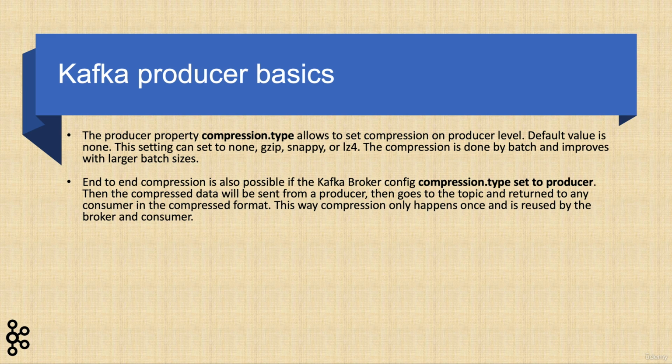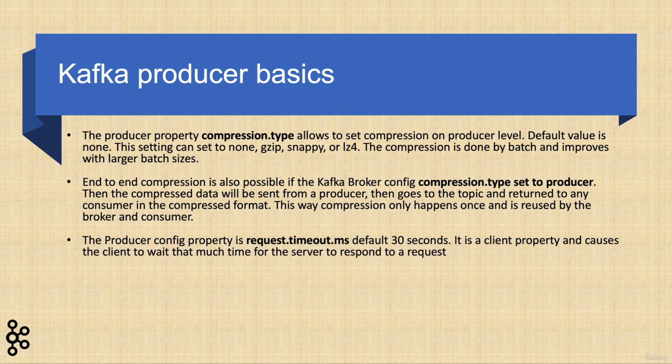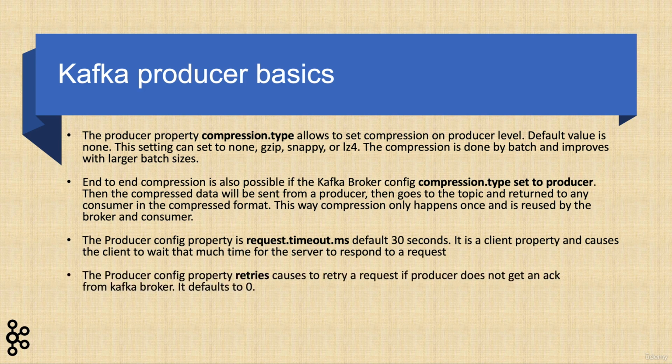The producer config property request timeout milliseconds defaults to 30 seconds. It is a client property, and it causes the client to wait that much time for the server to respond to a request. The producer config property retries causes a retry of a request if the producer doesn't get an acknowledgement from the Kafka broker. This property defaults to 0.